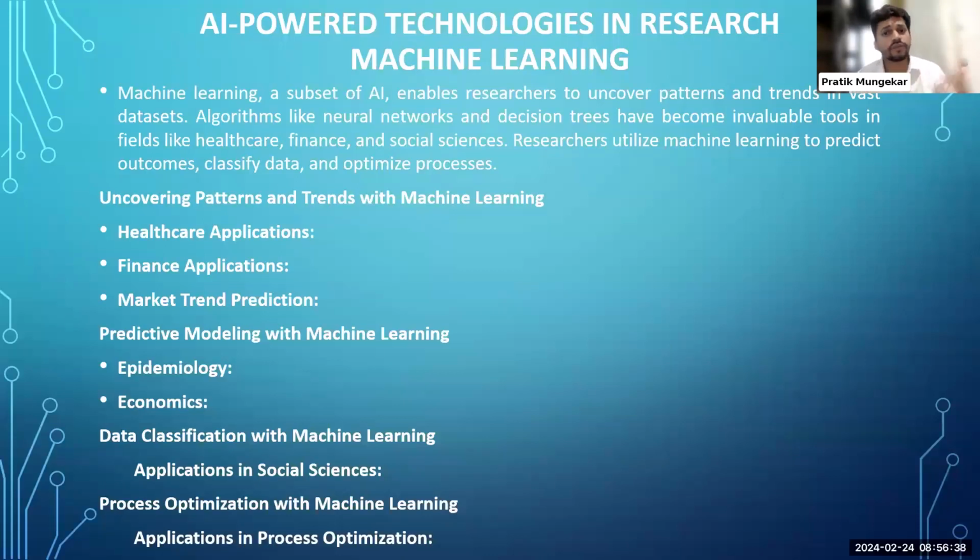Uncovering patterns and trends with machine learning. Machine learning algorithms have demonstrated remarkable proficiency in uncovering complex patterns and trends within extensive data sets, a capability that has had profound implications across various research domains. Two striking examples of this capacity are found in the realm of healthcare and finance, where machine learning is fundamentally transforming the research landscape.